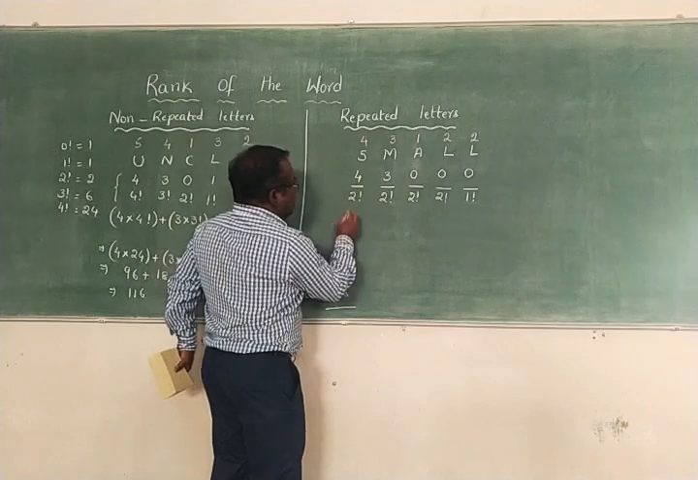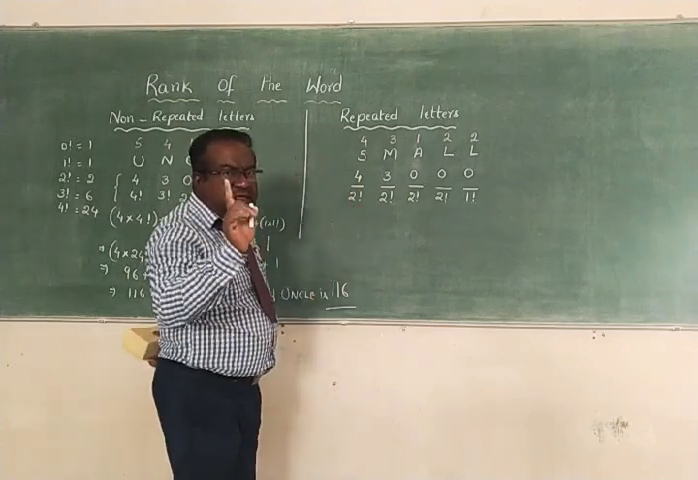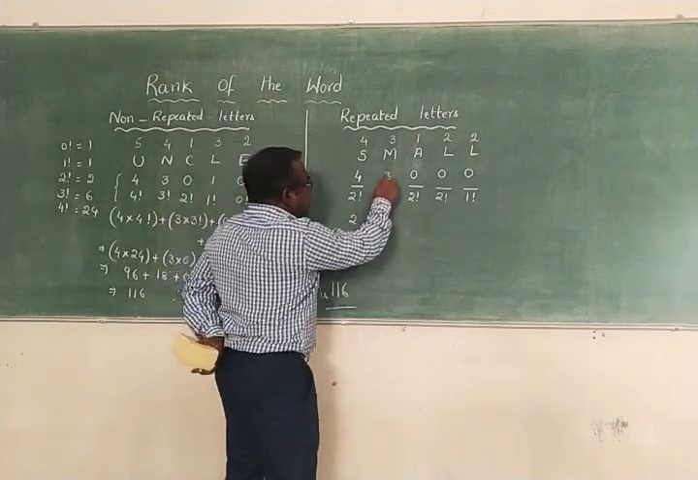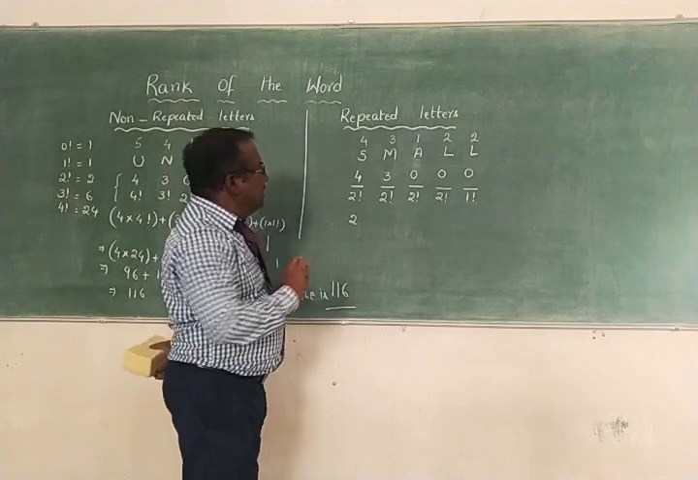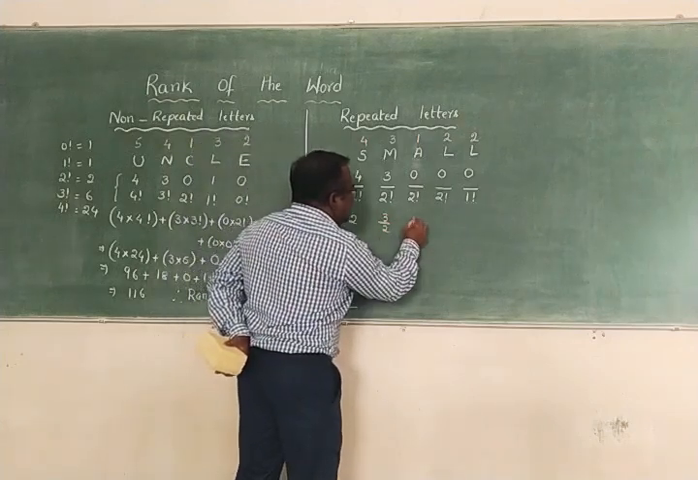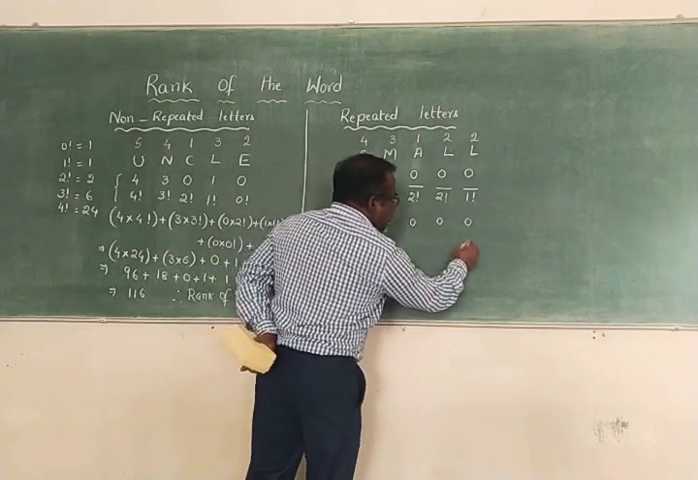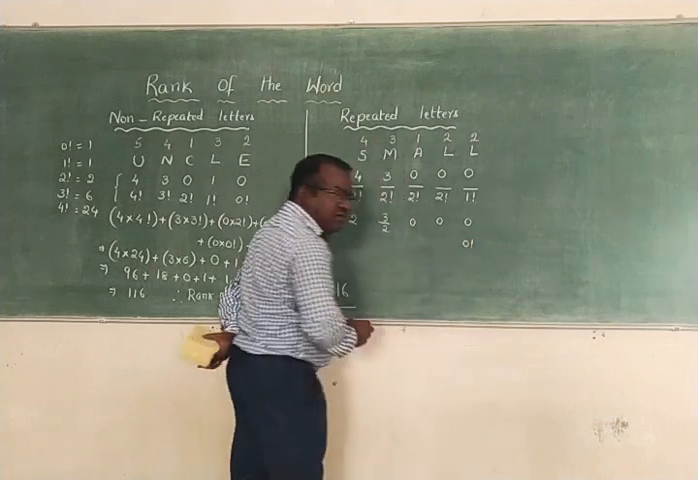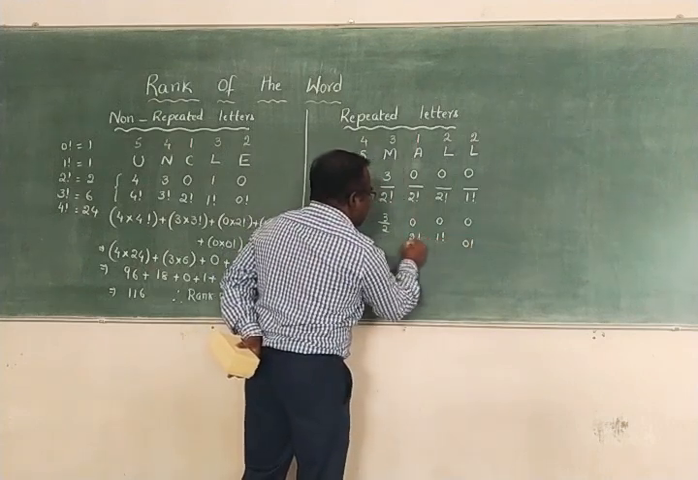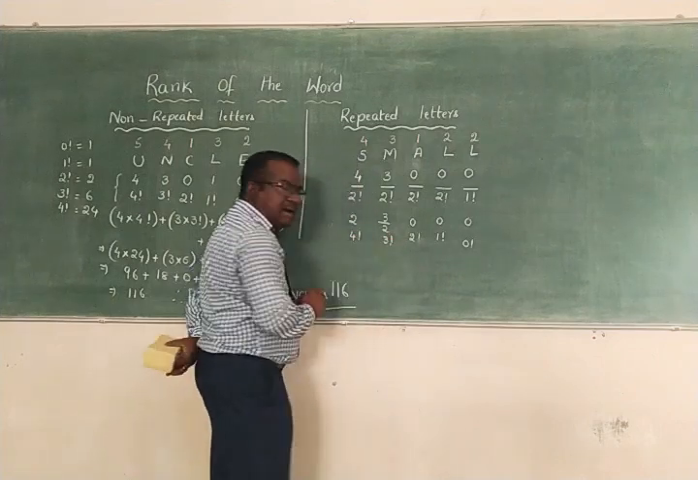That is 4 by 2 factorial. 4 by 2 factorial means 4 by 2, that is 2. Next, 3 by 2 factorial. Let us write it as 3 by 2. This is 0, 0, 0. Now start from the right side: 0 factorial, 1 factorial, 2 factorial, 3 factorial, 4 factorial.